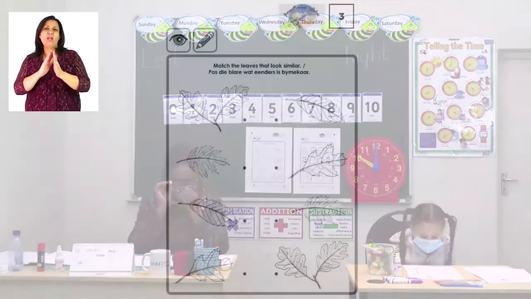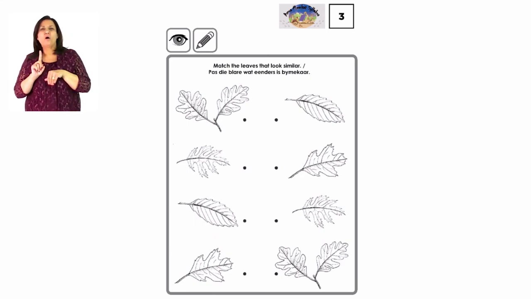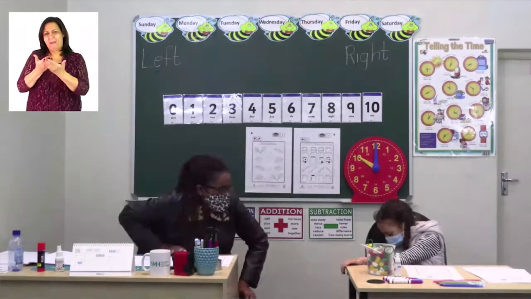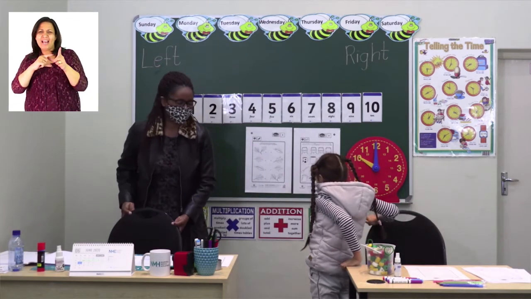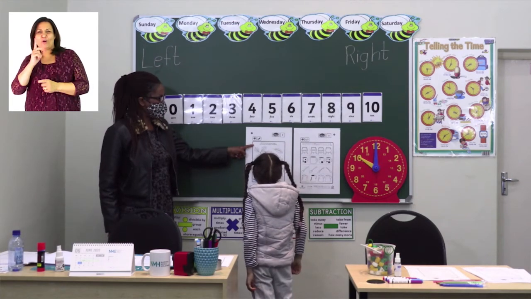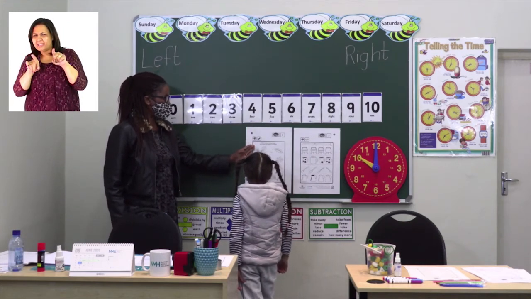On page 16, there is an instruction on top. It says, match the leaves that look similar. Similar means they look alike or they look the same. I would like to invite my friends to come with me to the board and help me find similar leaves. Now we will look at the first leaves that we have on top and on the left side of the page.